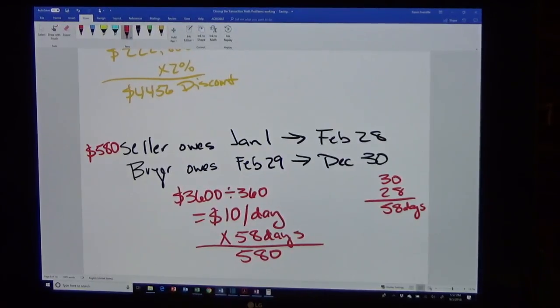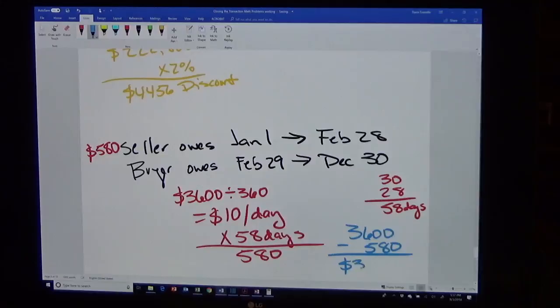And remember, we can always take the total of $3,600 and subtract the seller side to get the buyer side, because they're splitting this expense. So $3,600 minus $580 gives us $3,020. $3,020 to the buyer side.